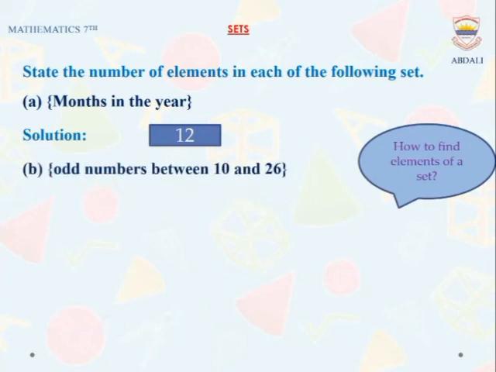Now, another part is we have to write odd numbers between 10 and 26. Yes, we are familiar with odd numbers, that odd numbers are numbers that are not divisible by 2. So, between 10 and 26, our odd numbers start from 11, 13, 15, 17, 19, 21, 23 and 25. So there are a total of 8 odd numbers between 10 and 26.